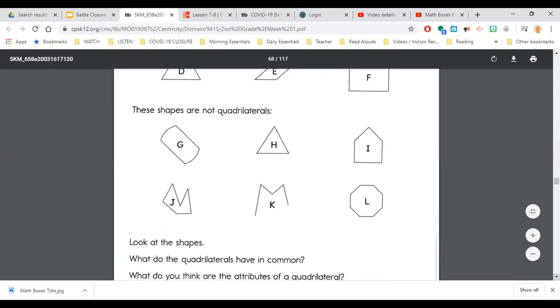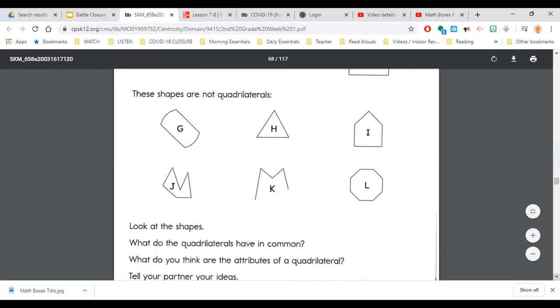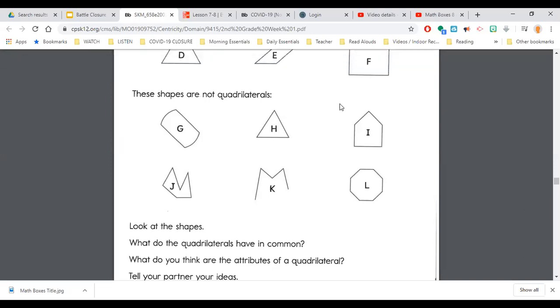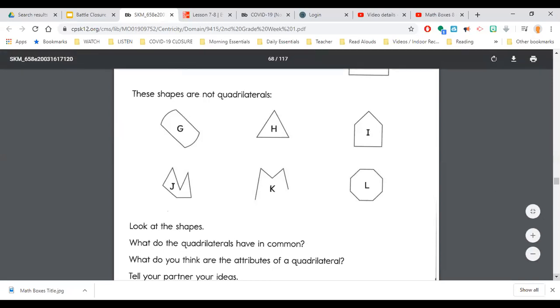And now it says these shapes are not quadrilateral. So explain to your family, why are they not quadrilaterals, right? Are they not closed in, like letter K? It's missing a side, right? It has to be a closed figure. Maybe this one, right? It has 3 sides instead of 4. Okay, so make sure these again have our rounded sides. So we're looking for straight sides on our quadrilaterals. And so take a look at those and try to describe why they are not quadrilaterals.